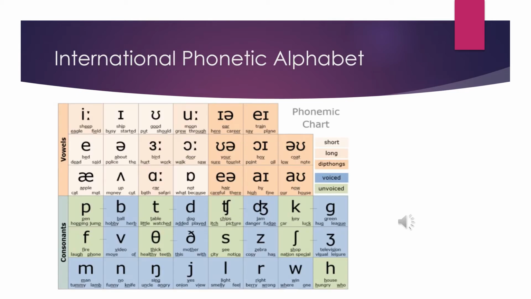So this is the International Phonetic Alphabet or the IPA. As you can see, we have symbols there that correspond to how we are going to say the exact sound of the letters in the alphabet. So we have the consonants, the vowels, and here we can see if it's either short or long, the diphthong vowels, and whether it is voiced or unvoiced. Okay.